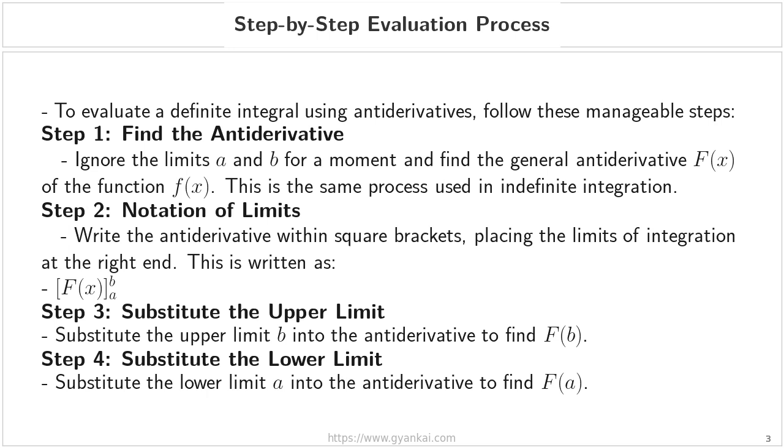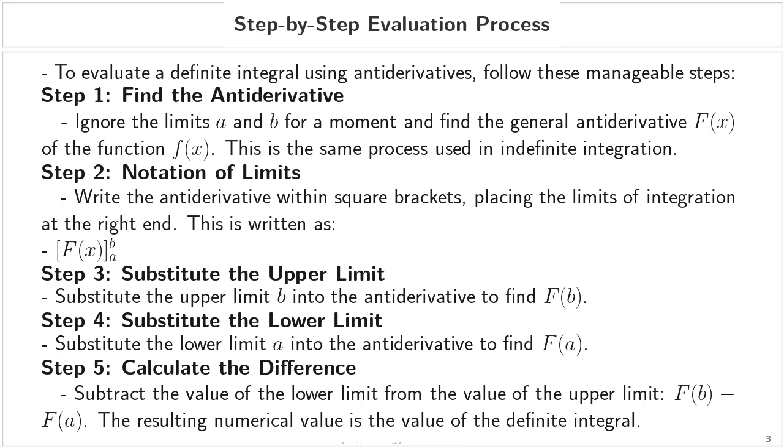Next, we do the same thing with the lower limit, a. We substitute a into the antiderivative, F of x, to get F of a. This gives us the value of the antiderivative at the lower boundary. Step 5. Calculate the difference.